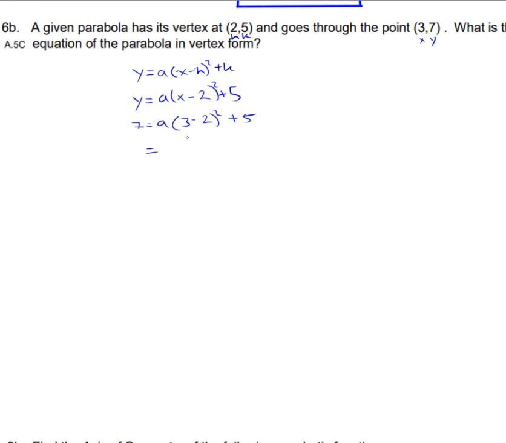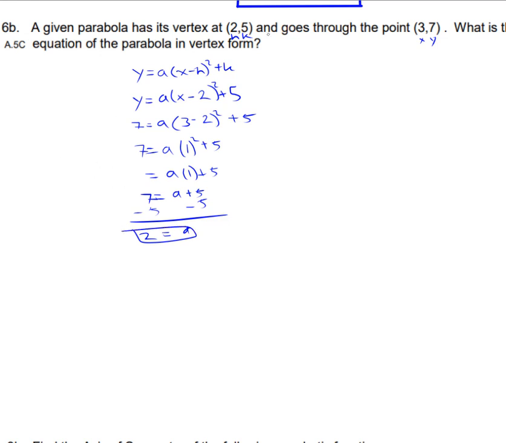So 7 is equal to a times, what's 3 minus 2? 3 minus 2 is 1. 1 squared plus 5, which is really just a times 1 plus 5, which is really just a plus 5 is equal to 7. So then I subtract 5 from both sides, and I should get a is equal to 2. So this is my a value, okay?